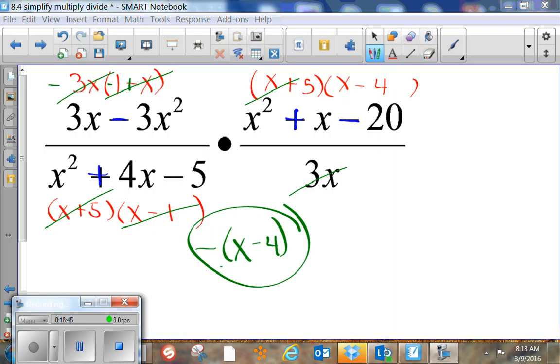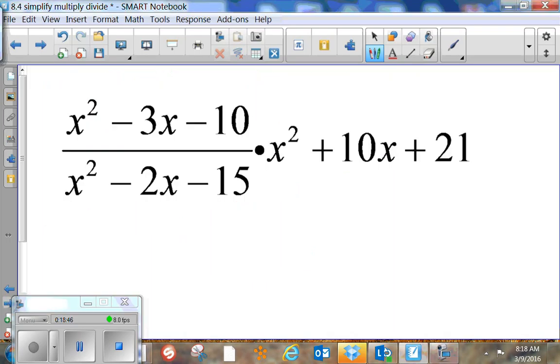All right, let's see what else we got. Some more killing. All right, x squared minus 3x minus 10 over x squared minus 3x minus 15. Oh, what am I going to do with that second thing? Put it over 1. Yeah, just like you put a whole number. It'll be quite a minute. Go off and factor on your own. That's all.